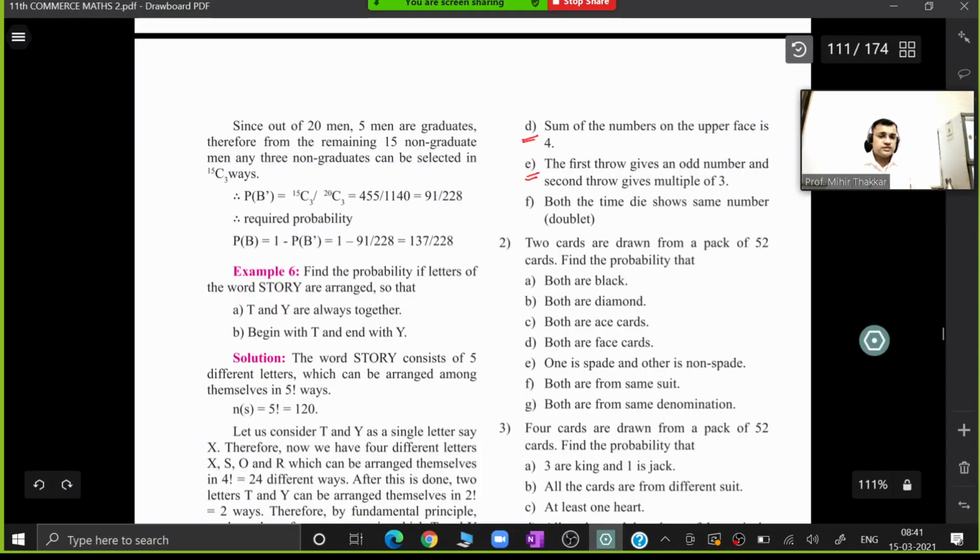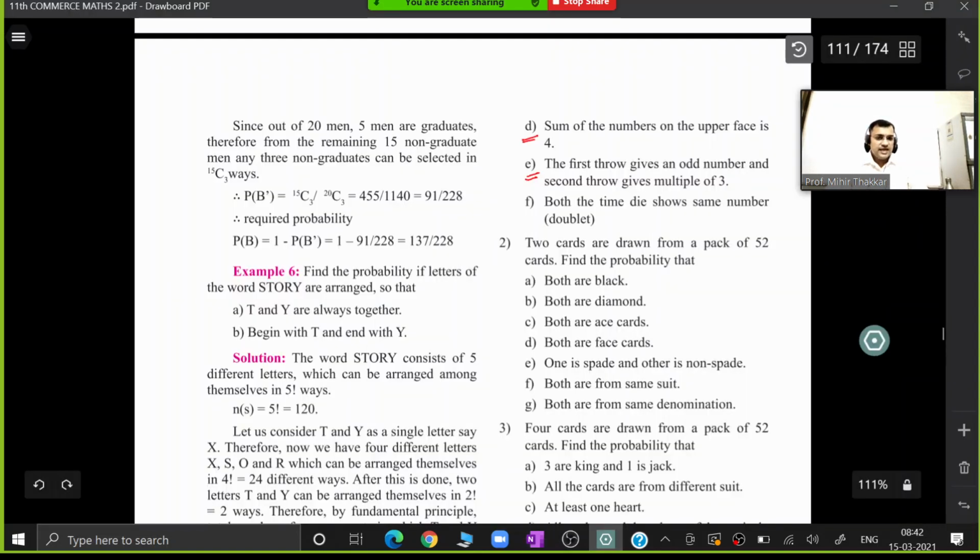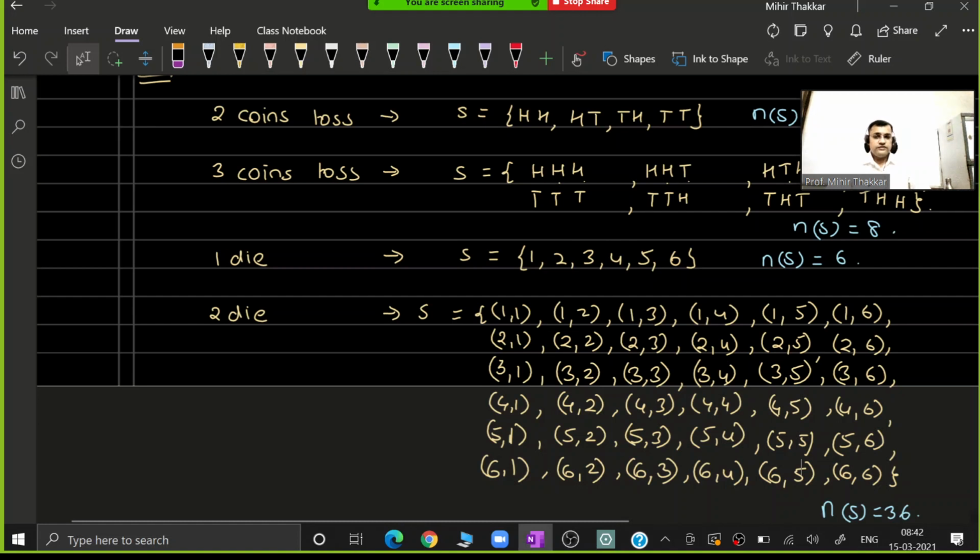In the E case, the first row gives an odd number and the second row gives a multiple of 3. We require the first row to be an odd number and the second row to be a multiple of 3. So what are the possible outcomes over here? Let us understand. In the first row, if I want the odd number, what do we consider in this case?